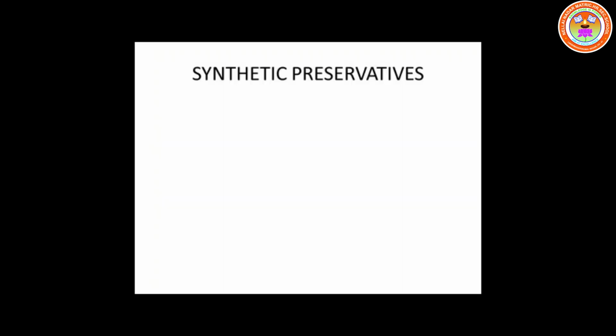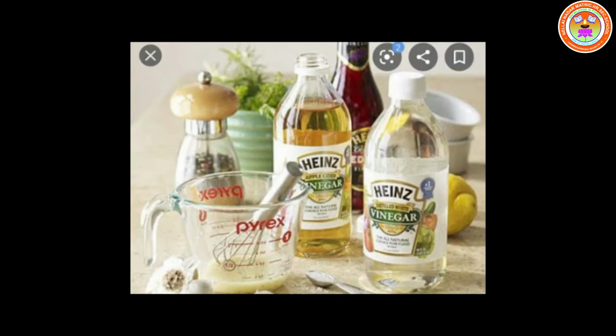Next one is synthetic preservatives. Synthetic food preservatives like sodium benzoate, citric acid, vinegar, sodium metabisulfite and potassium bisulfite are added to food products like sauces, jam, jellies, packed food and ready to eat food. These preservatives delay microbial growth and keep the food safe for a long duration.